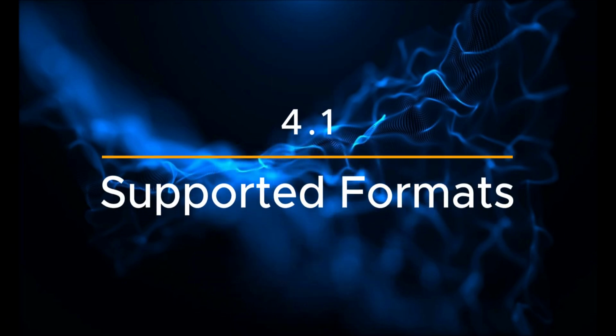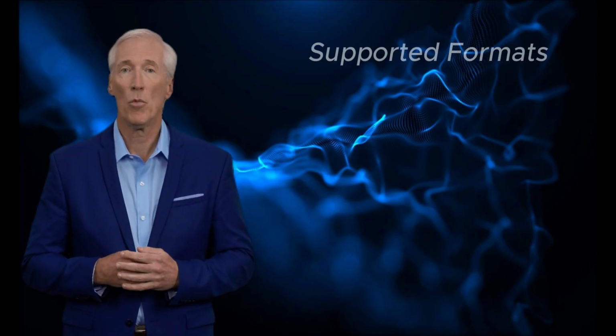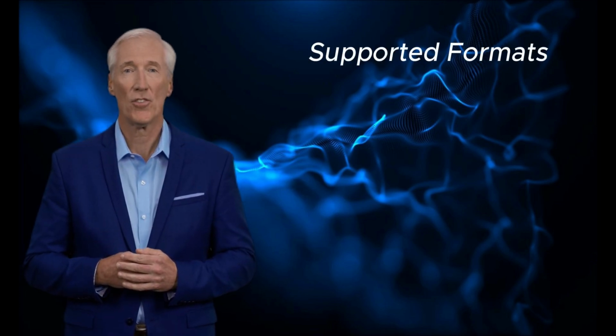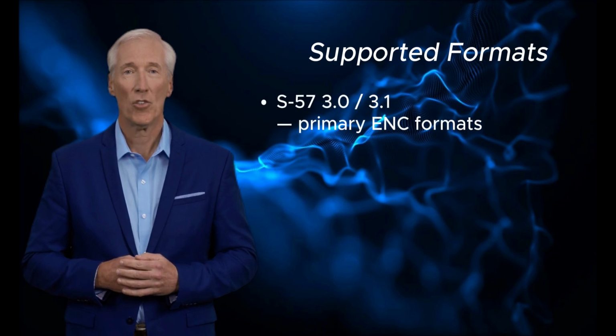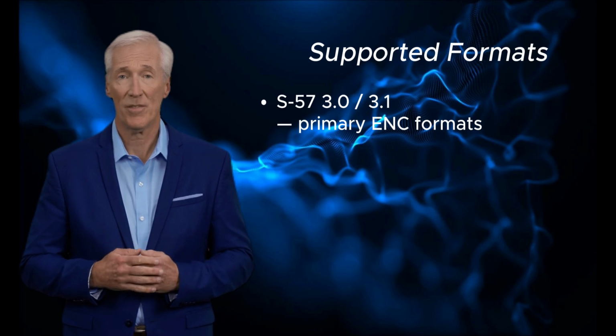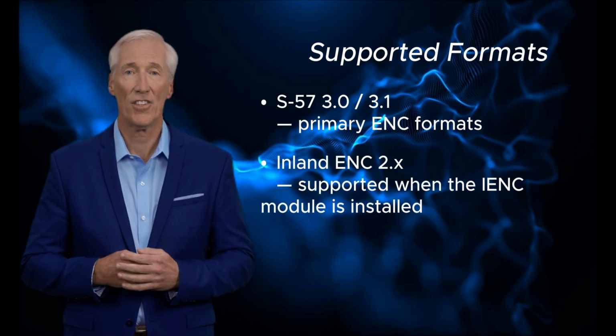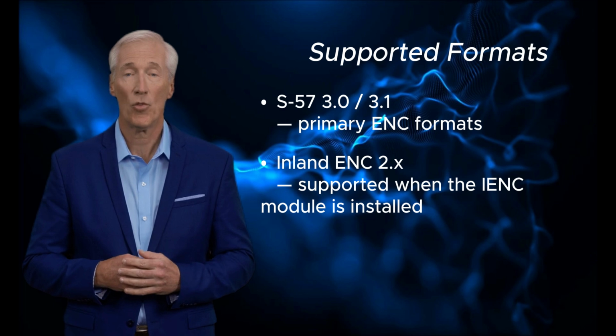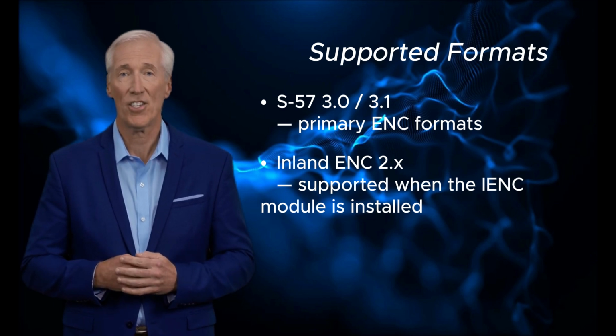The dKart Inspector program supports various electronic navigational chart formats and offers flexible loading options. The primary formats supported are S57 versions 3.0 and 3.1, the standard formats for electronic navigational charts. If the IENC module is installed, the software also supports inland IENC charts, version 2.x.